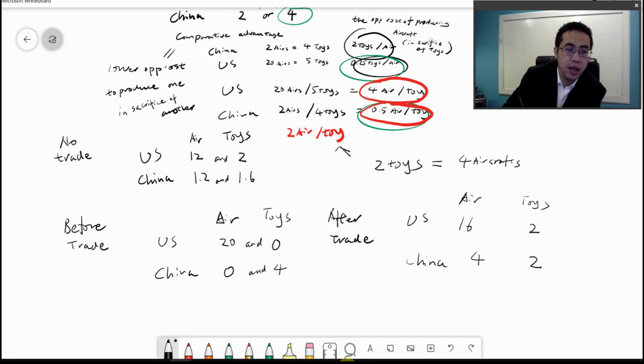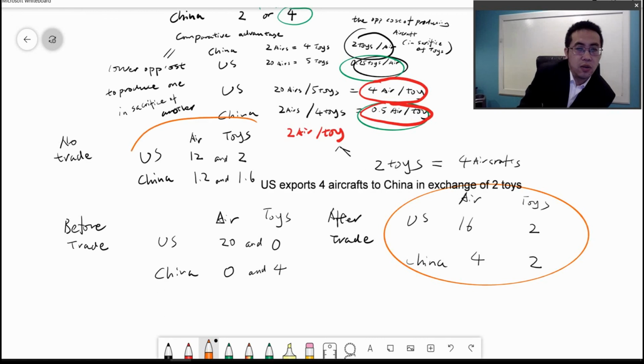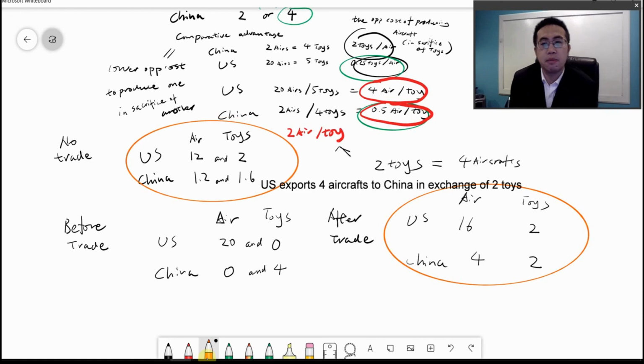So we want to compare the after-trade situation with the no-trade situation. Is the U.S. better off? If there is a trade, then the U.S. would still have more aircraft, and China is better off as well.